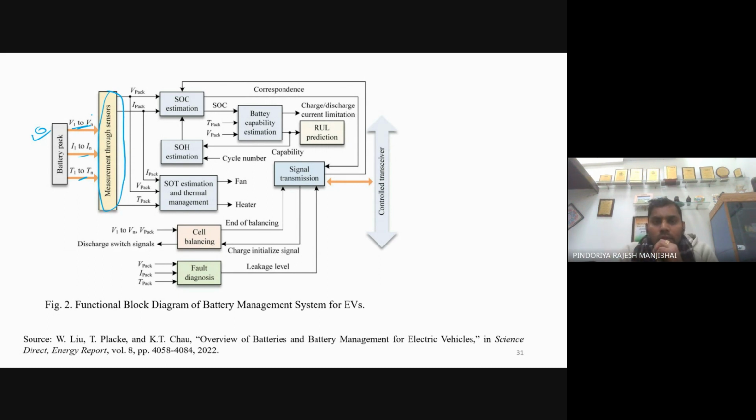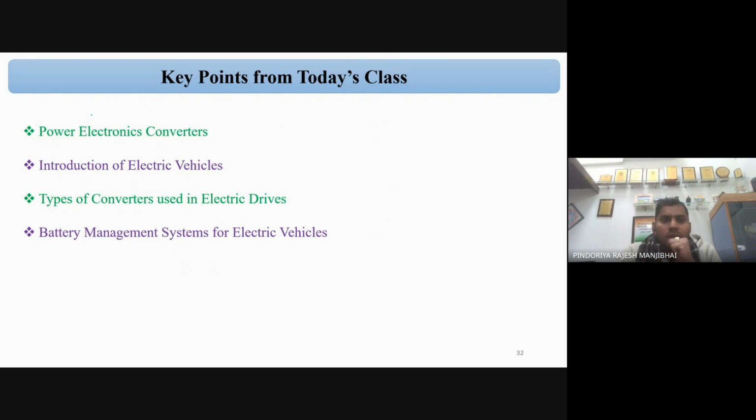So the key points from today's class are: power electronics converters, application of power electronics converters in different applications, introduction to electric vehicles, types of converters used in electric drives, and finally the battery management system for electric vehicles.